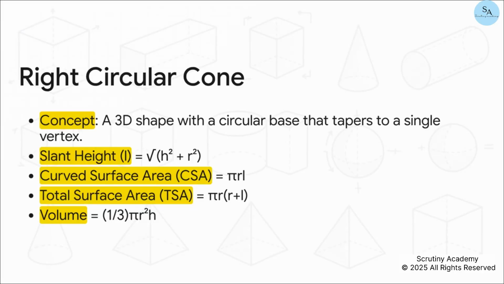The big new idea here is something called the slant height, which we label L. It's not the straight-up height, it's the diagonal distance from the pointy tip down the side. And look, you can find it using the Pythagorean theorem. It just forms a right triangle. Once you have L, the rest of the surface area formulas are pretty easy.